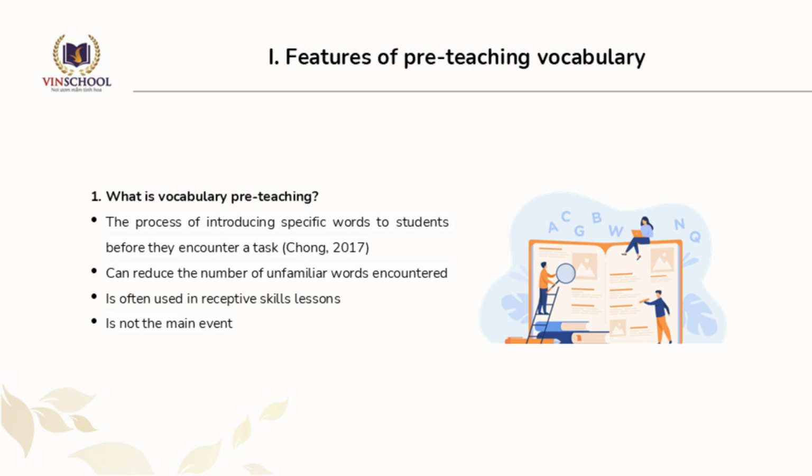This technique is often used in receptive skills lessons, such as reading and listening, though it can also be applied in speaking and writing tasks. For example, in a speaking task, we might give learners the opportunity to negotiate meaning first and only provide the necessary vocabulary when gaps are noticed. It's important to note that pre-teaching is not the main event. The focus is on helping students complete the primary task effectively by giving them the language tools they need in advance.